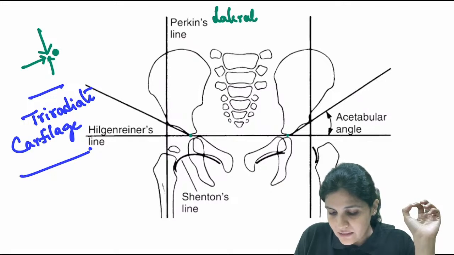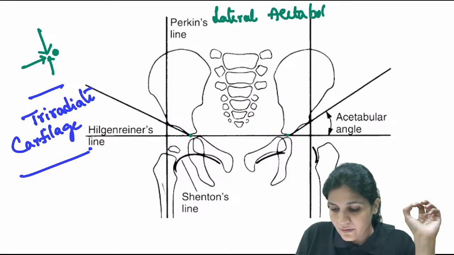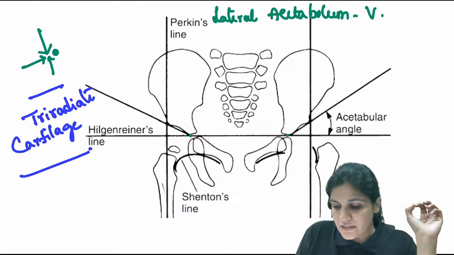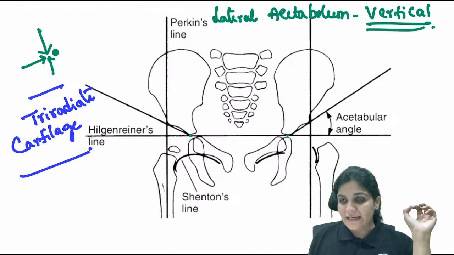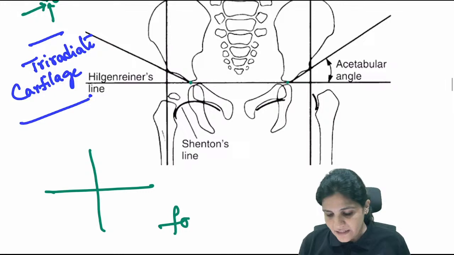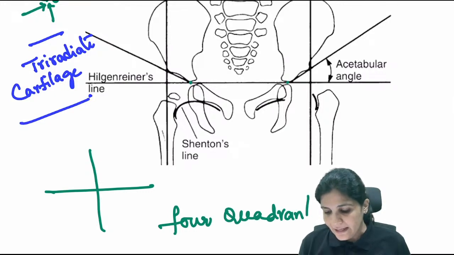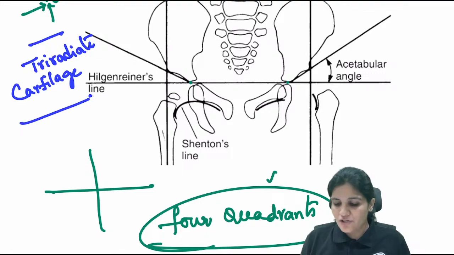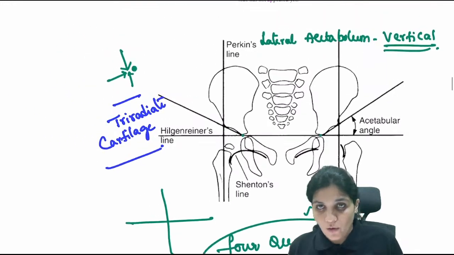So lateral acetabulum, right? So this is a vertical. H for horizontal, P for vertical. So when you draw a horizontal line and a vertical line like this, you will divide this into four quadrants. You divide the area of femoral head where it should be placed into four quadrants, right?